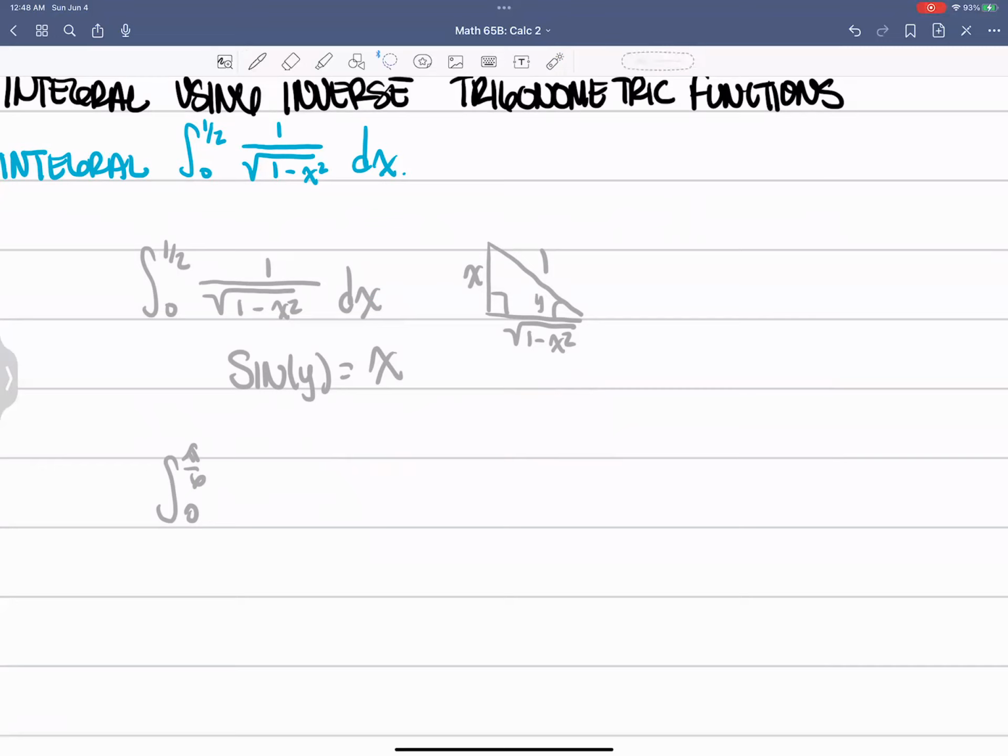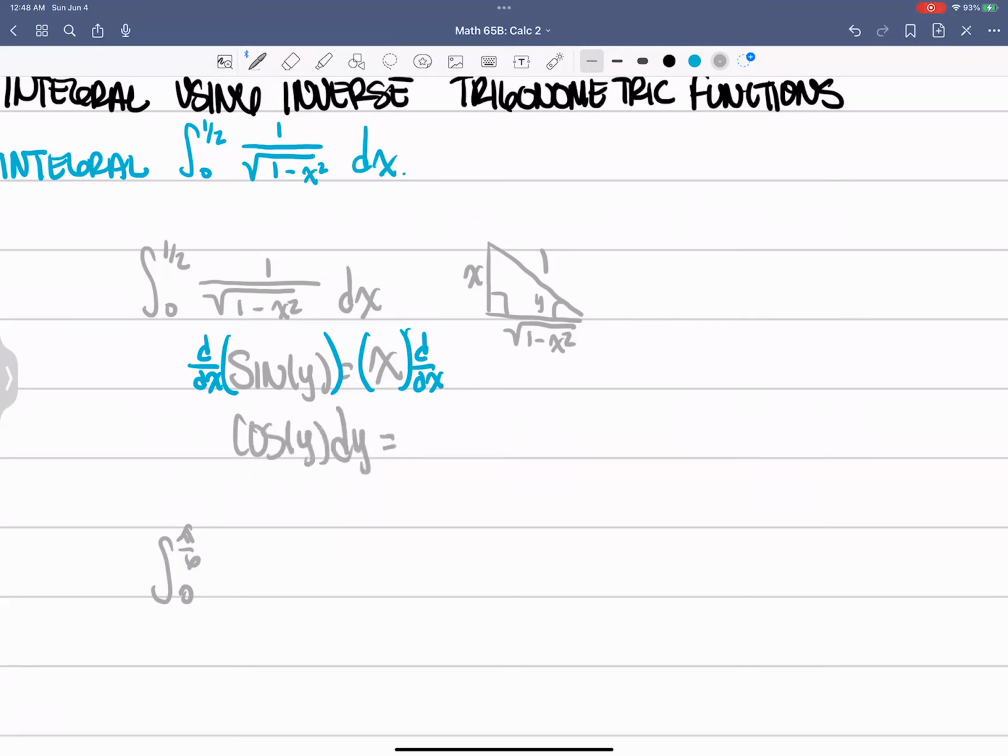Oh, also I forgot to differentiate. Let's give ourselves a little bit of space. We're differentiating with respect to x. The derivative of sine y is going to be cosine y dy. Over here, it's just going to be 1 dx, or just dx. So wherever we see a dx, we're going to plug in cosine y dy.